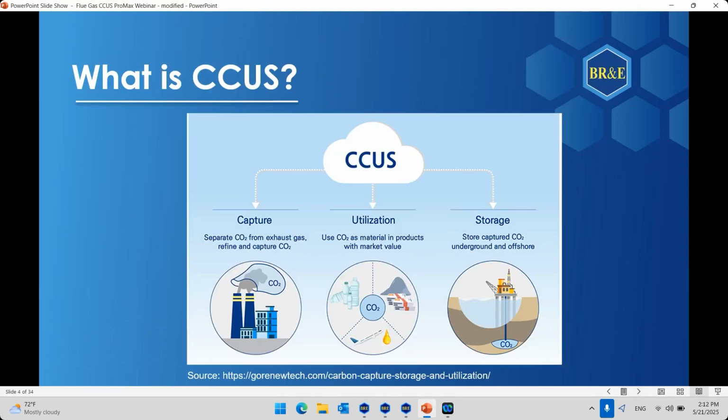All right, so what is actually CCUS? The letters stand for carbon capture, utilization, and storage. Now, the capture part is basically that you need to capture the CO2 from the exhaust gas, and you refine it and capture it. In the utilization part, you're trying to use the CO2 as a material in products with some market value. And in the storage, you are trying to store the captured CO2 on the ground and offshore to make sure that it's not released back in the atmosphere.